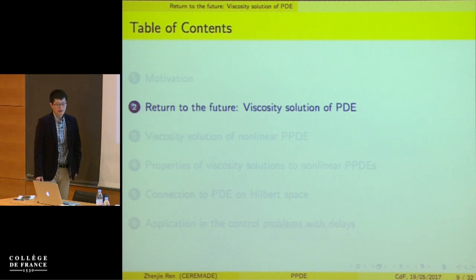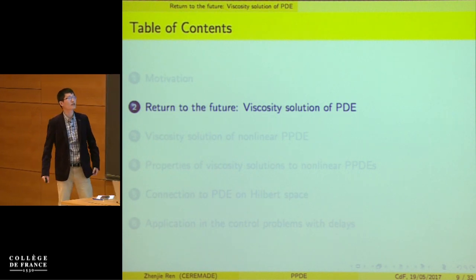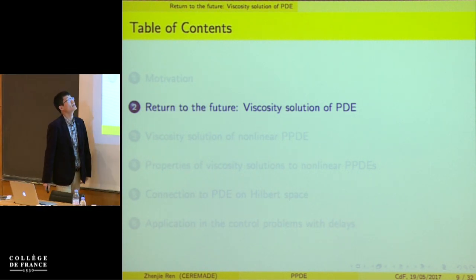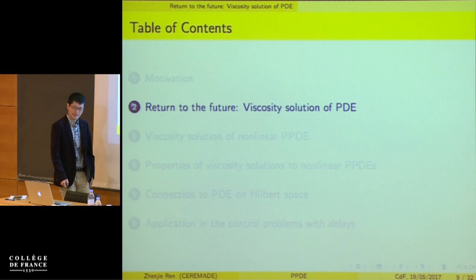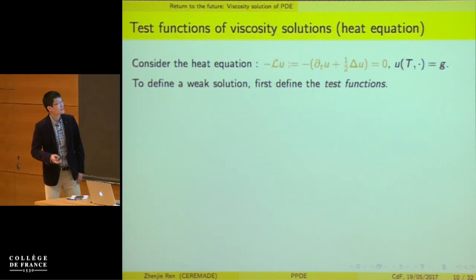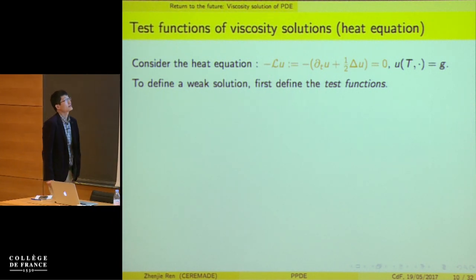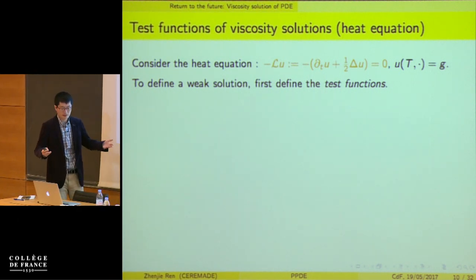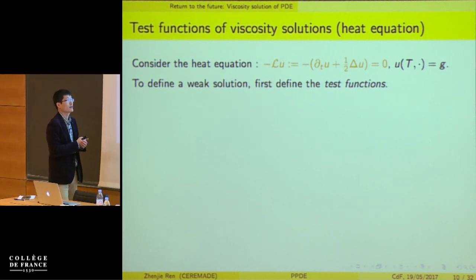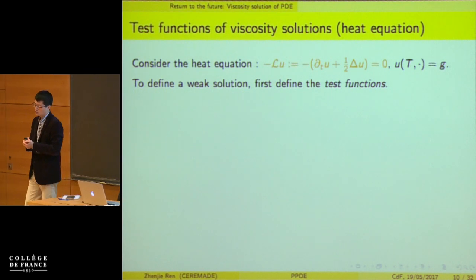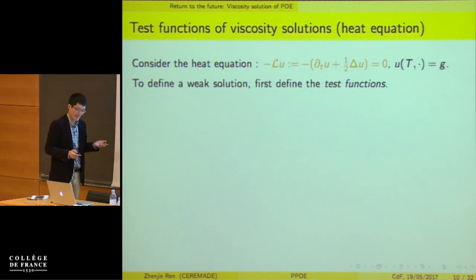Let's continue. Before defining the viscosity solution to the path-dependent PDE, we want to go one step back. We need to return to the future and review the definition of viscosity solution of the PDE. So we start from the PDE. Again, we take the heat equation, the simplest parabolic equation. To define the viscosity solution, which is a weak solution, we must first define the test functions. And as I said, the viscosity solutions are defined through sub and super equations separately. So let's take the sub equation as an example.